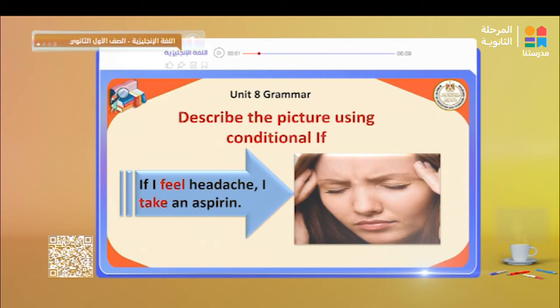If I feel headache, I take an aspirin. So again, we use the present simple. If I feel, I take. Present simple, present simple. So again, we use the present simple in zero conditional to express habits. So we can use it to express fact or habit.